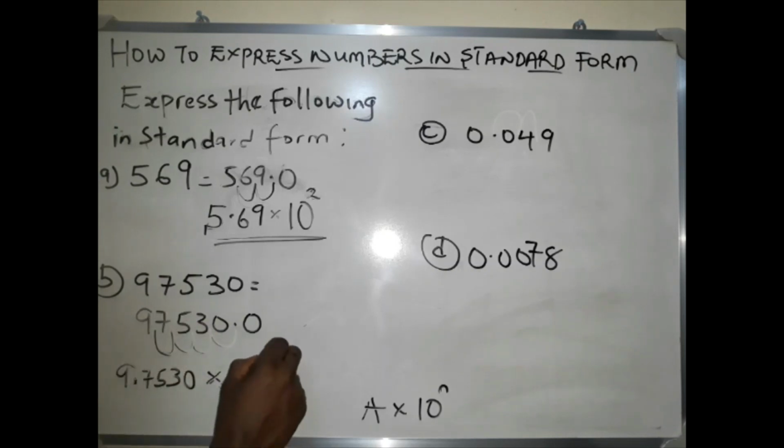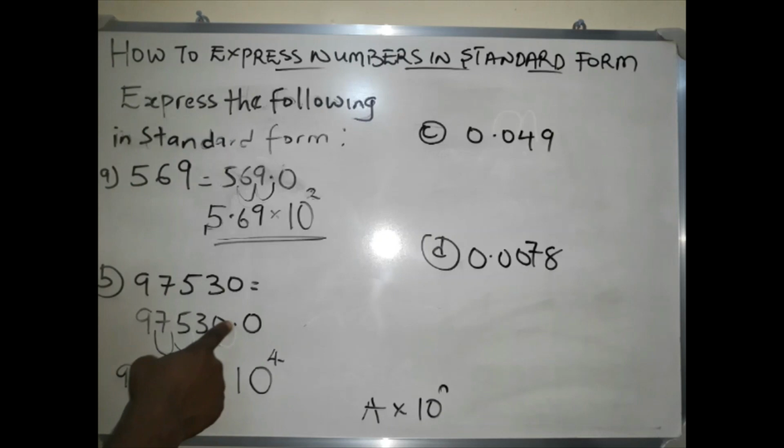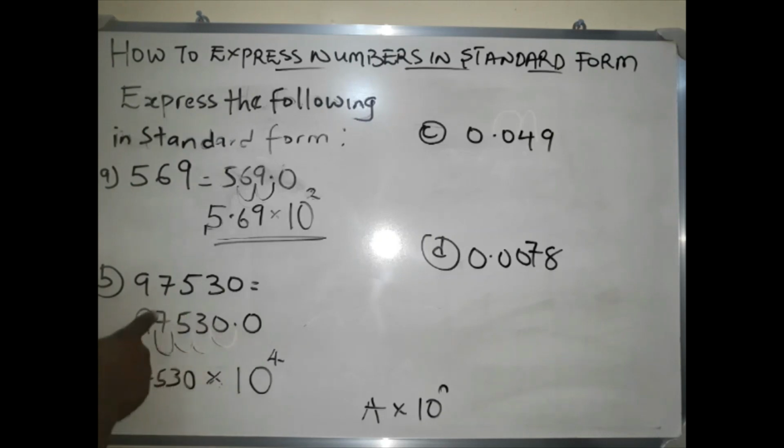So that means the value of n in this number expressed in standard form will be 10 raised to power 4. Since we moved it 4 steps or 4 places and we moved it to the left, the power will be 10 raised to power 4, which means that we've expressed this number in standard form.